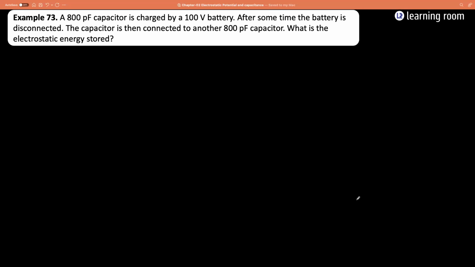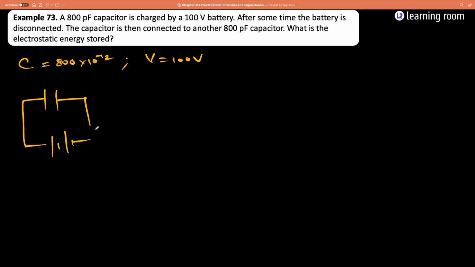So an 800 picofarad capacitor is charged by a 100 volt battery. So capacitance is 800 into 10 power minus 12, charged by a potential of 100 volt. After some time, the battery is disconnected. The charged capacitor is then connected to another 800 picofarad capacitor. What is the electrostatic energy stored? So let's analyze the situation. Initially, what is happening? There is a capacitor. This is similar to the NCERT textbook solved example.